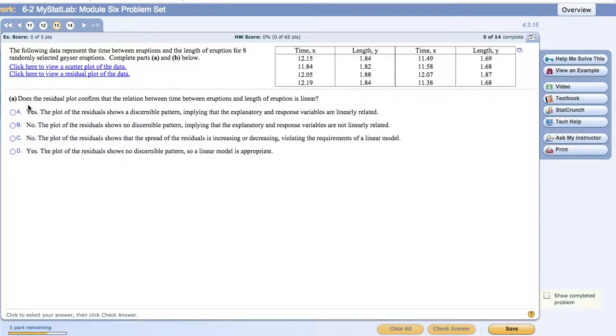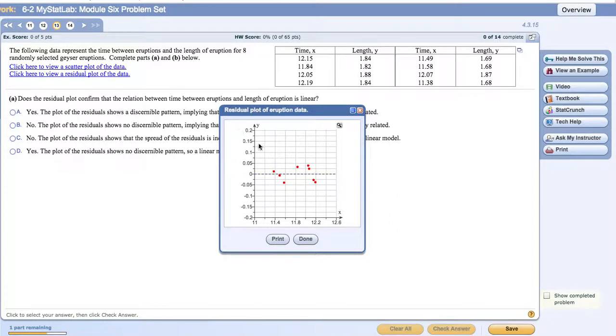Now the question asks, does the residual plot confirm that the relation between time between eruptions and length of eruptions is linear? So here we don't have to calculate anything. They've given us the residual plot of the data. So we just open this up, and the residual is actually the leftover distance between the predicted value and the actual value. And what we see here is we don't really have a pattern that is very clear.